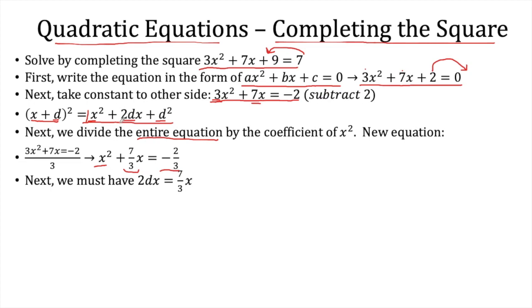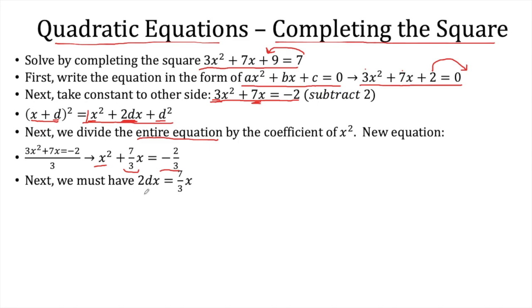Now we will look at our x terms, and we see that in the binomial expansion there is only one x term, which is 2dx, and in our equation there's only one x term, which is 7x. Now do not think that x squared is an x term. X squared and x are not like terms. They are in fact considered different variables.